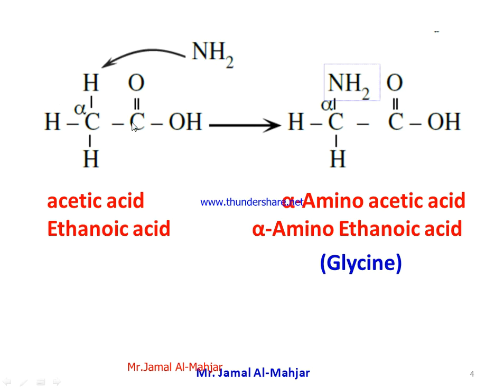If you have two carbon atoms, this is the alpha carbon. We call it acetic acid or ethanoic acid. If you replace one hydrogen atom by NH2, the name is the same, just write alpha amino acetic acid, or alpha amino ethanoic acid. And if you have two carbon atoms, you have the common name, we call it glycine. We will see it later.